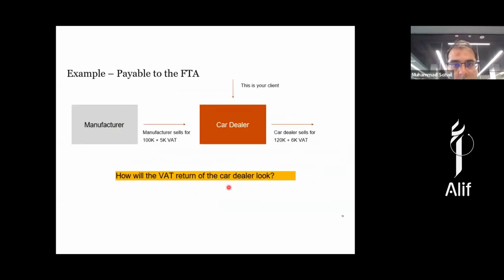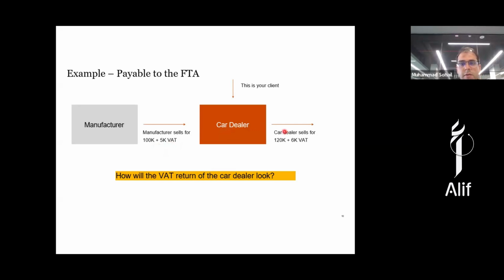To further illustrate this very important point, please look at this slide where the manufacturer is selling cars to a car dealer. The manufacturer sells the cars for 100,000 dirhams, on which he applies 5% VAT. 5% of 100,000 is 5,000, which is the output tax for the manufacturer. For the car dealer, this is a purchase. So this 5,000 dirhams is his input tax.